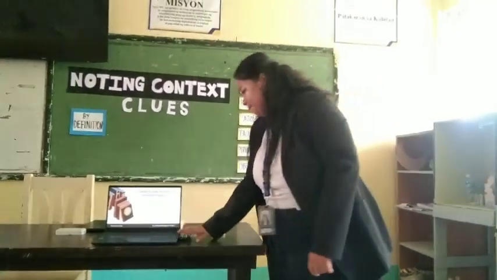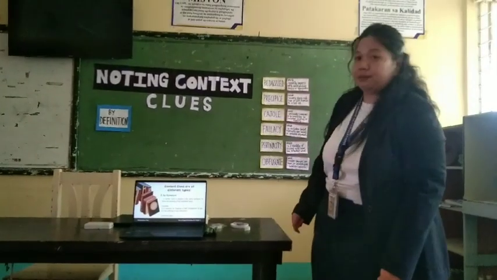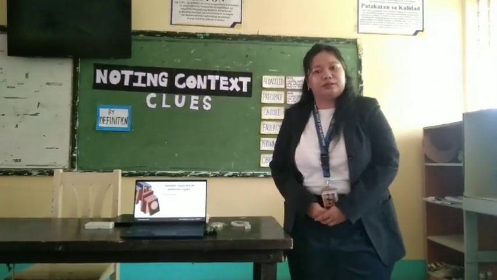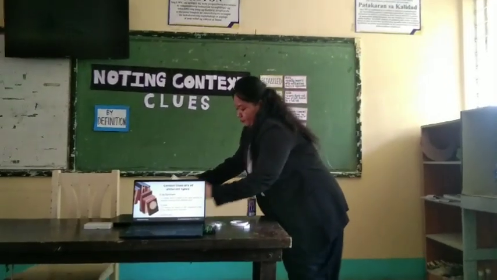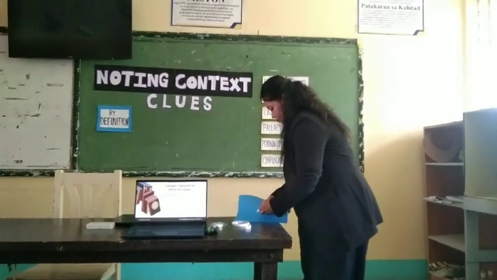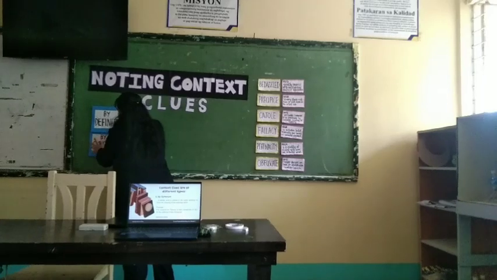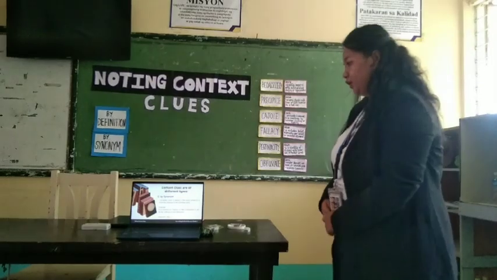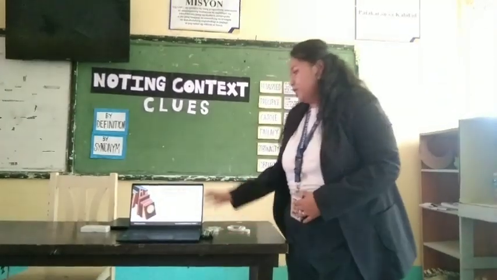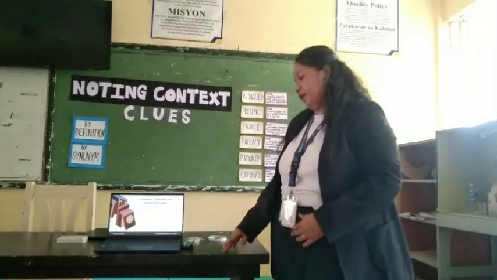Okay, very good. Now, the next one is by synonym. Miss Gulliver, can you read? By synonym, a similar word is placed in the same sentence to know the meaning of the unfamiliar word. Example: it is common for Filipinos to feel compassion or pity for the suffering of their fellow men. Okay, very good. So, by synonym, a similar word is placed in the same sentence to know the meaning of the unfamiliar word.